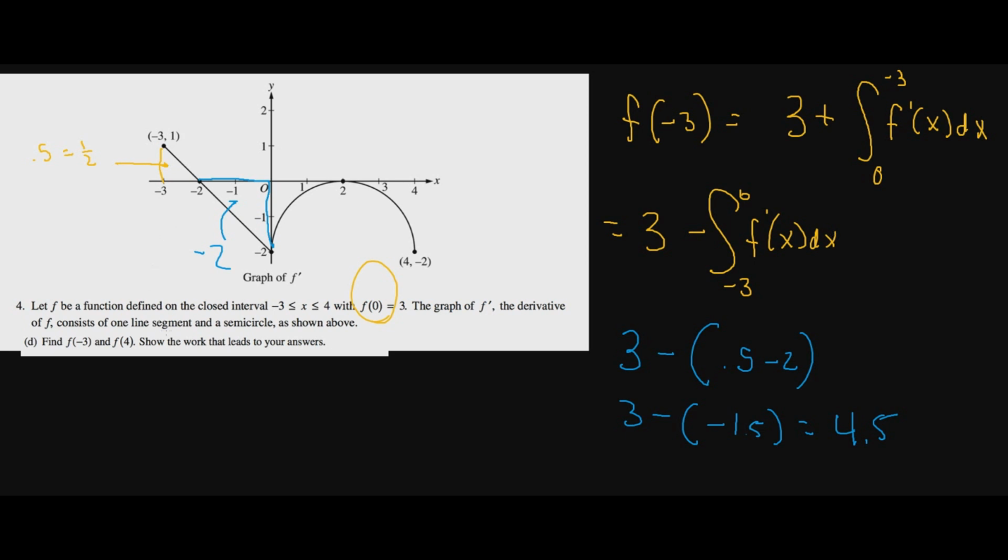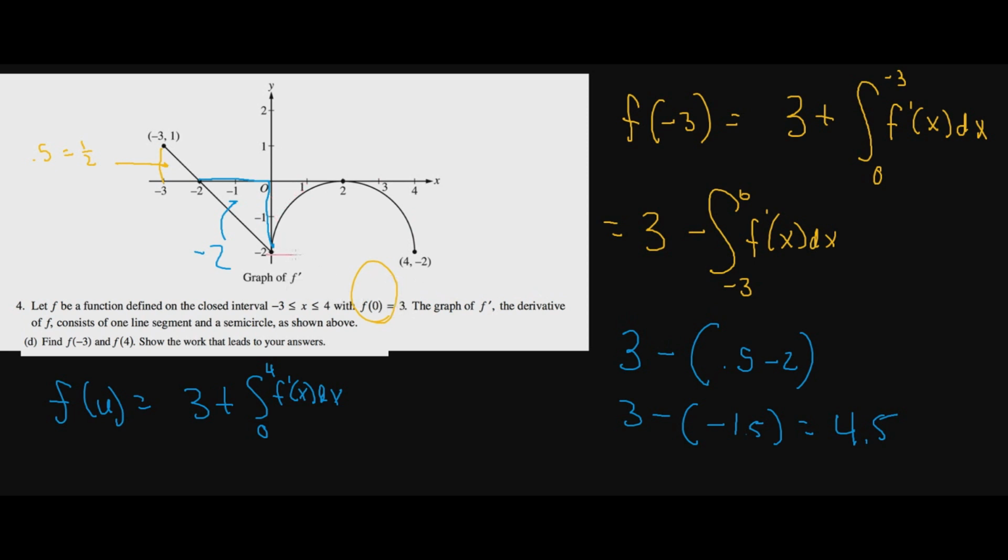Find f of 4. Same difference. F of 4 is equal to, well, at this point we're starting with 3 plus the integral of f prime of x dx. That 0 is way out of the picture. This is the integral from 0 to 4, and this is a tricky one, because when we want to find the area from 0 to 4, that is the area from here to here. Well, how do we do that?